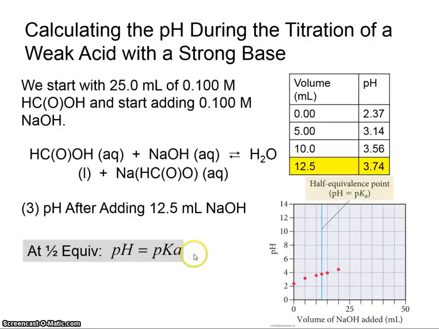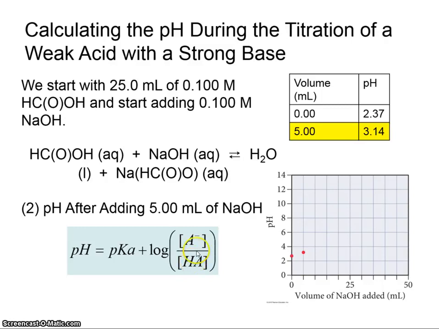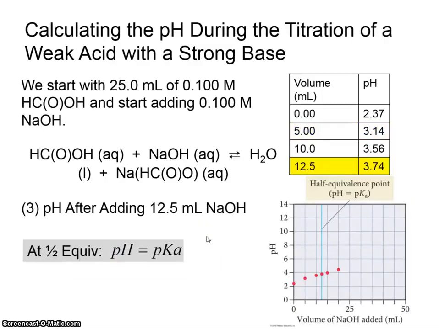There is this special halfway point, right? If I know my equivalence volume, which I should have calculated early on, halfway to that equivalence volume, I will have neutralized 1/2 of my weak acid and converted 1/2 of that into conjugate base. So now my conjugate acid and conjugate base concentrations are equal, so that when I plug it into the Henderson-Hasselbalch equation, it's a log of something over the same thing. That's the log of 1, which is 0. So at halfway to the equivalence point, 12.5 milliliters, the pH is going to be equal to pKa. So that's an easy, fun point to find.